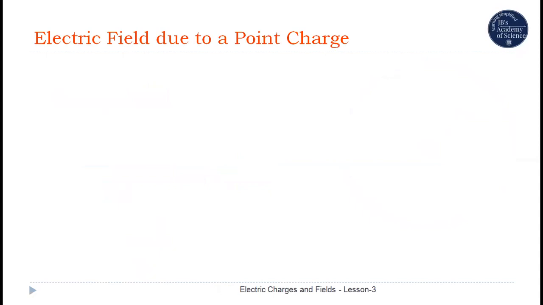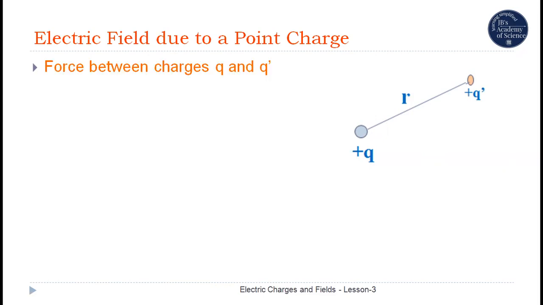Now, electric field due to a point charge. Consider a charge plus Q. Consider a point at a distance r from the charge Q. Consider another charge placed at that point, plus Q prime. Now, there is a force between these two charges according to Coulomb's law, that is 1 by 4 pi epsilon 0 Q Q dash divided by r square.